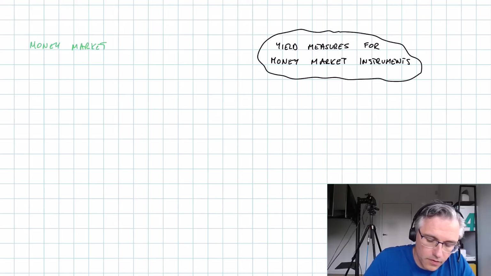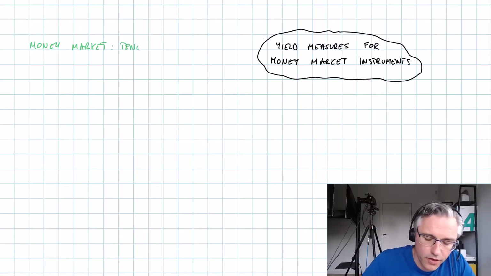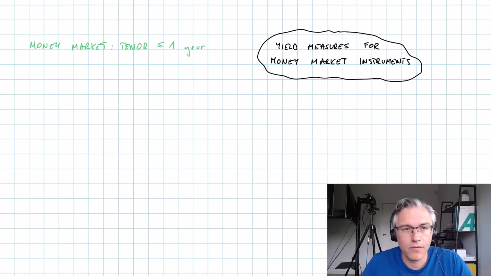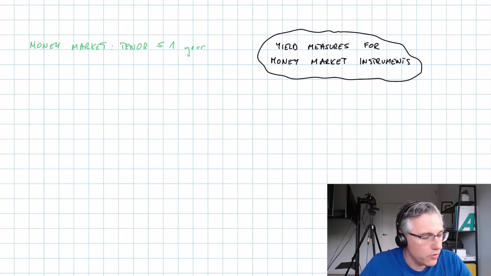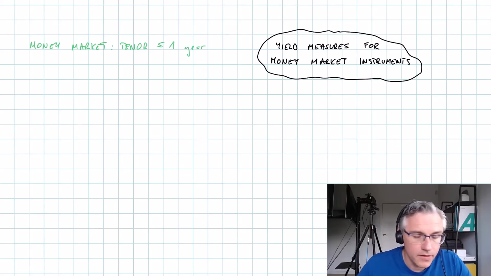Now let's recall that the money market is composed of those instruments which have a time to maturity or tenor that is no more than 1 year. Typical examples would include things like treasury bills, certificates of deposit, bankers' acceptances, repo transactions or repo instruments that we talked about as well, commercial paper issued by companies. That's the kind of thing we're going to discuss here.